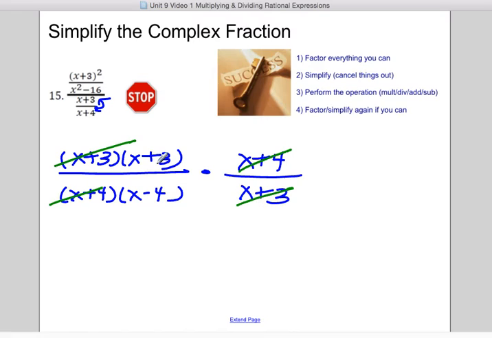Notice you can only cancel a pair, one in the top, one in the bottom. Can't cancel out this one as well just because there's an x plus 3 in the bottom. Only one. So I'm left with x plus 3 over x minus 4. And that's my answer for number 15.